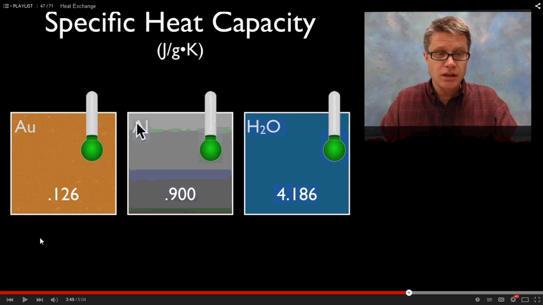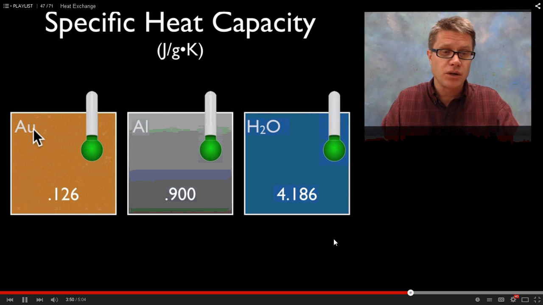Gold, aluminum, and water. We obviously see water has the highest specific heat. Who's going to take the shortest to heat up? Gold. Good. Gold, because it has a really, really low specific heat. Metals are all going to be like under 1, like 0.1, 0.2, 0.9, something like that. Usually they're under 1, most of them. Water has a super high specific heat.